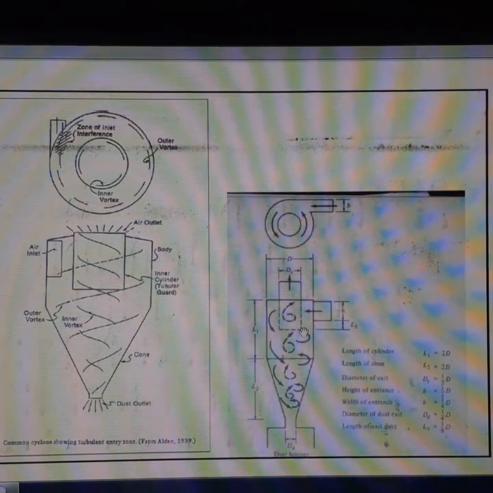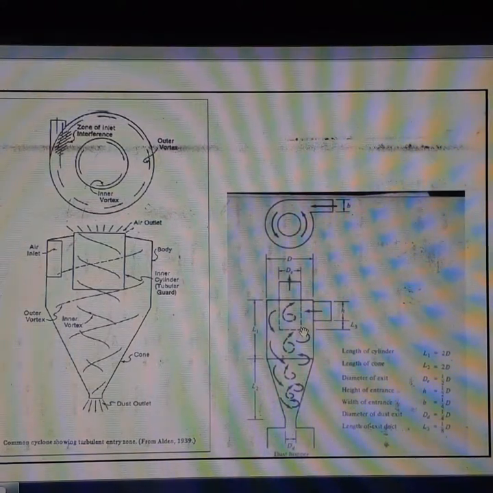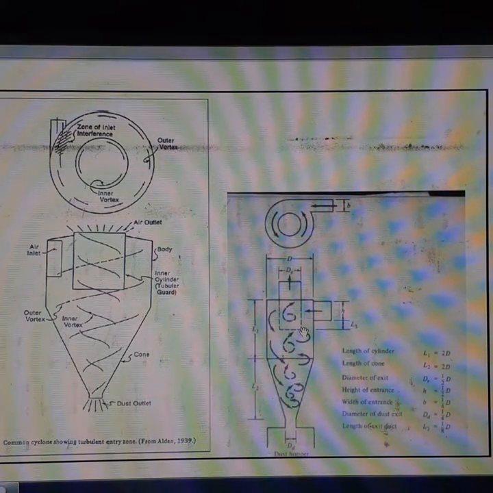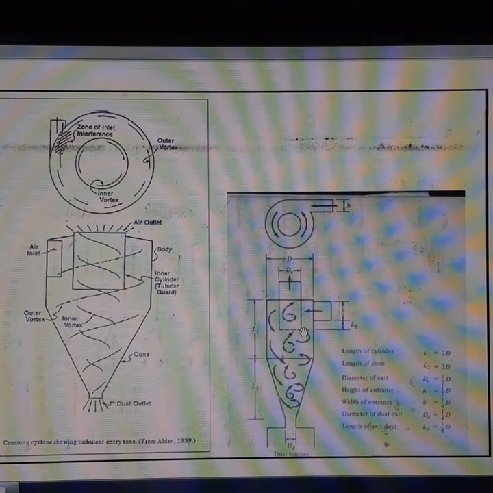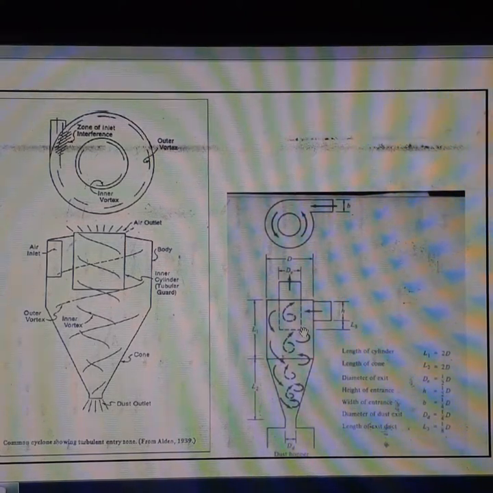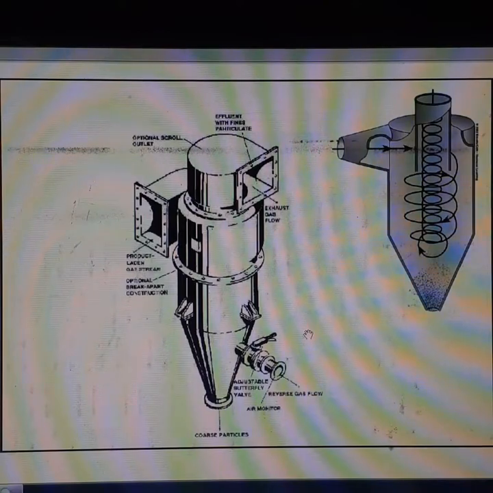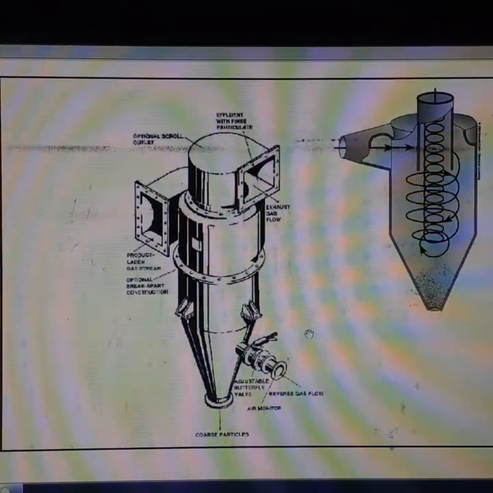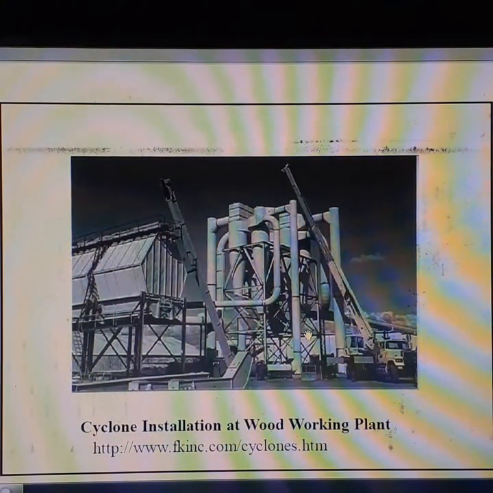The clean air leaves the cyclone through the top of the chamber, flowing upward in a spiral vortex formed within a downward moving spiral. Cyclones are efficient in removing large particles but are not as efficient with smaller particles. For this reason, they are used with other particulate control devices. It is a diagram of a cyclone and a cyclone installation at a woodworking plant.